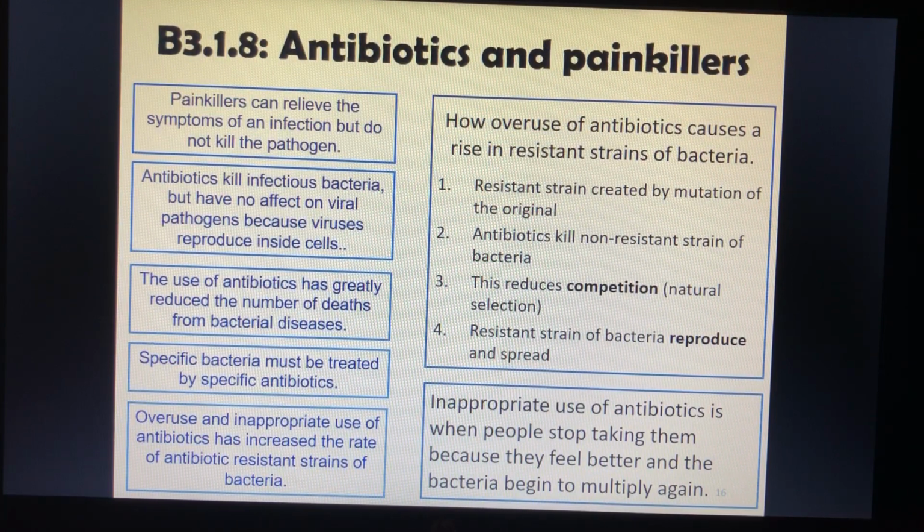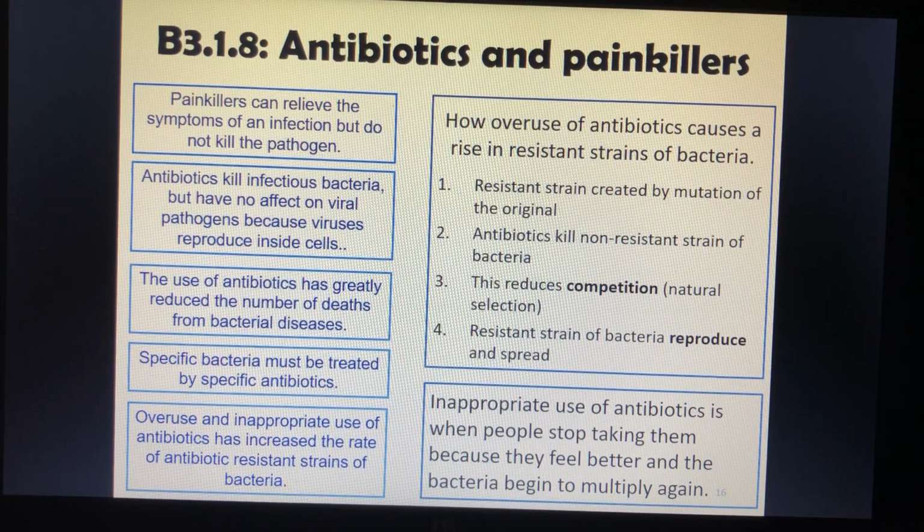So let's go through some other key points that we haven't talked about yet. Painkillers are just literally there to do what they say, relieve the pain, kill the pain. They relieve symptoms of the infection, but they don't actually kill the pathogen, so they just make us feel a bit better, maybe take down a fever, that kind of thing.